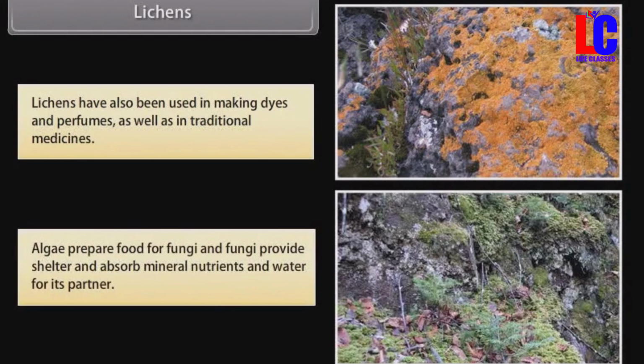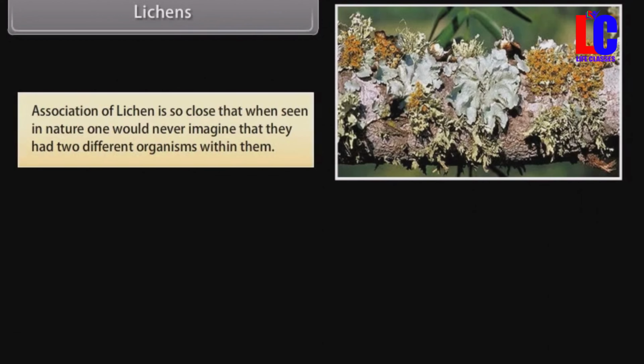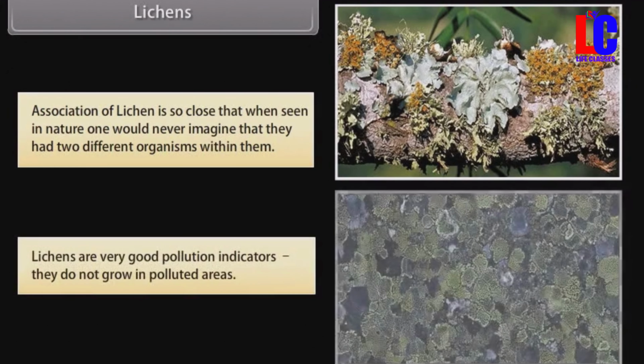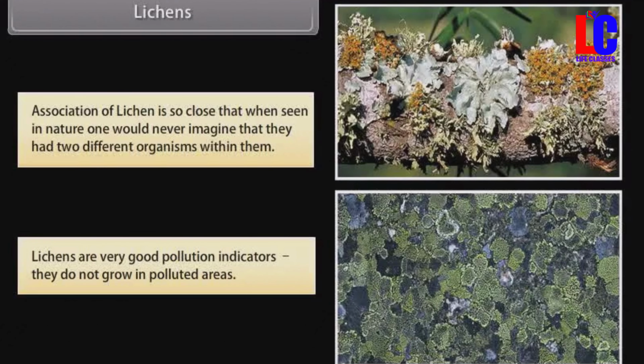Algae prepare food for fungi, and fungi provide shelter and absorb mineral nutrients and water for their partner. The association of lichen is so close that when seen in nature, one would never imagine that there were two different organisms within them. Lichens are very good pollution indicators. They do not grow in polluted areas.